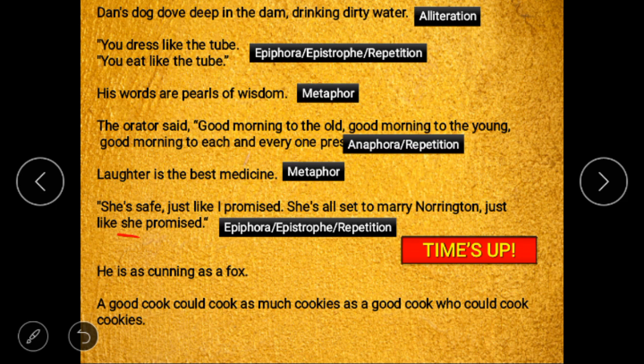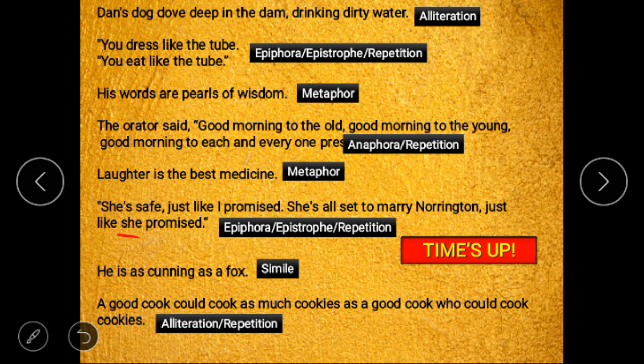So it's epiphora. He is as cunning as a fox. That's easy. The word "as" makes it a simile, because the comparison is made. His cunningness is compared to the cunningness of a fox, and it's using "as." A good cook could cook as much cookies as a good cook who could cook cookies. Now, the sounds are repeated. That's why it's alliteration. You can also call it an example of repetition, because the word "cook" is being used again and again.